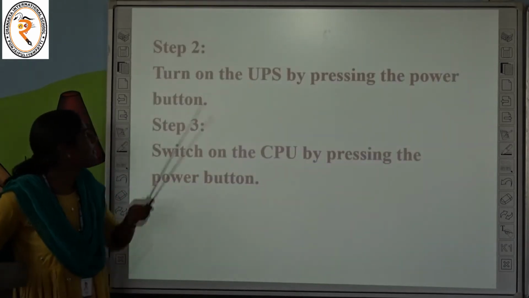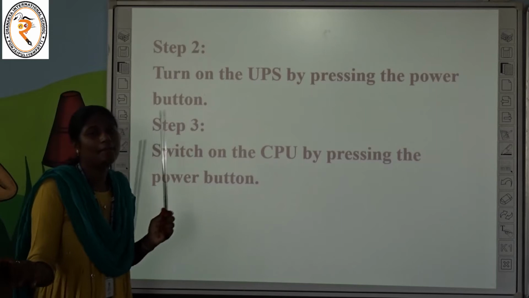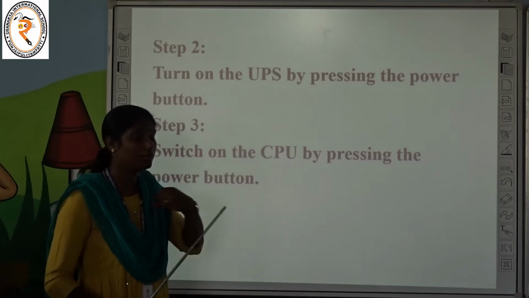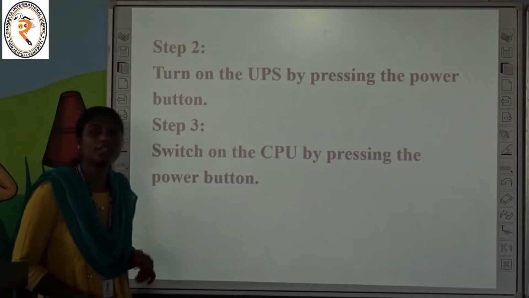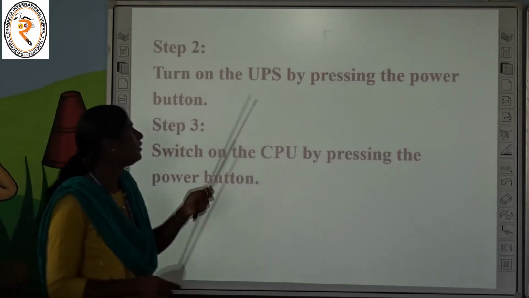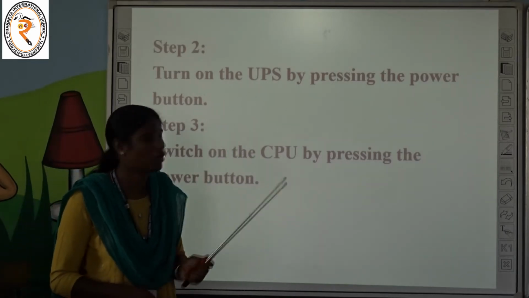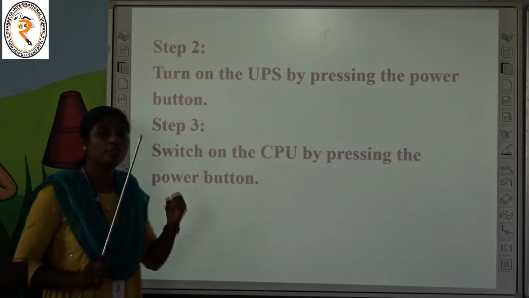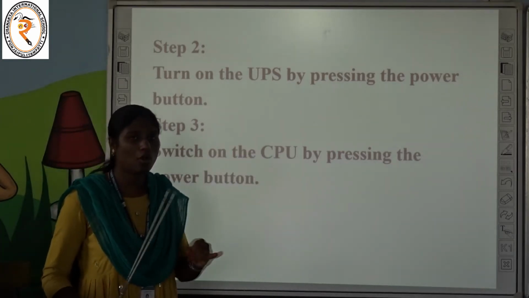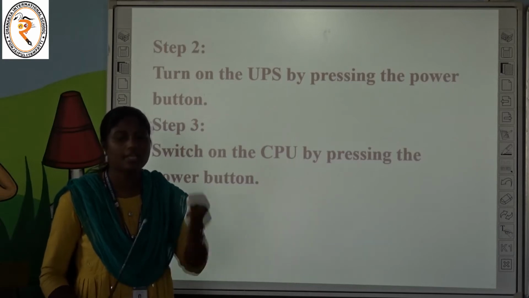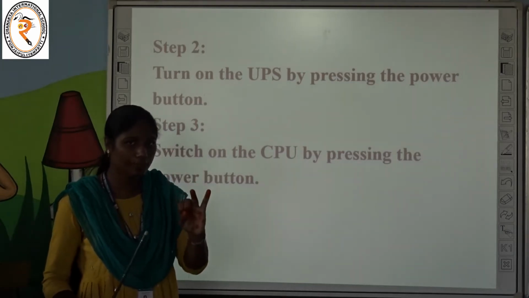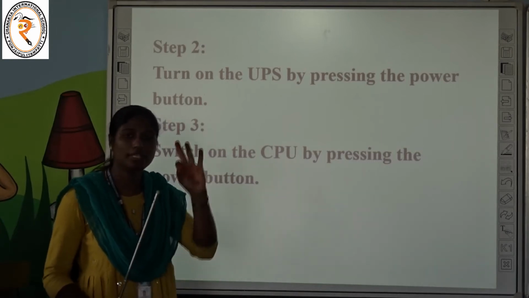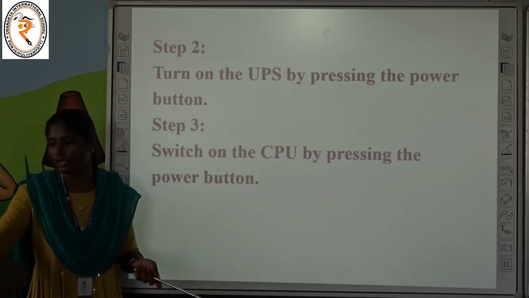Now step 2 is turn on the UPS by pressing the power button. So first we must switch on from the switchboard. Next one, you should switch on the UPS connected to the computer. So the power button you should switch on. Step 3 is switch on the CPU by pressing the power button. So first you must switch on the switch box, the power which has been taken to your computer. Second one, you must switch on the UPS, and third one you must switch on the power button of the CPU. These are the 3 steps to switch on a computer.